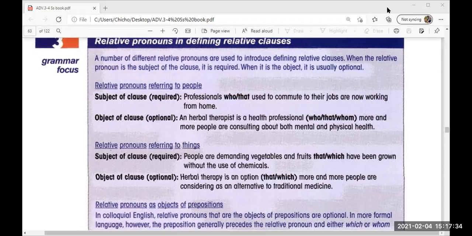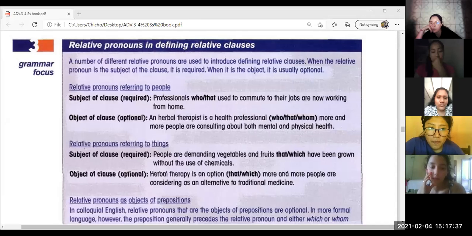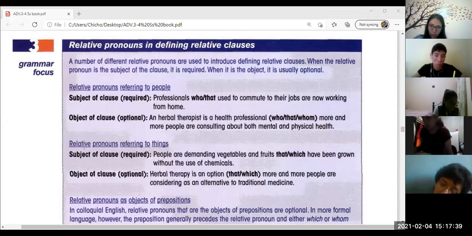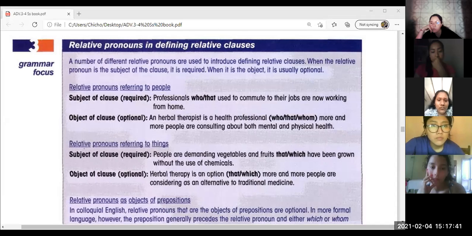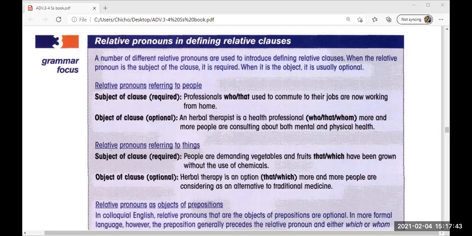Okay, let's read this sentence, please. Daniela, can you read the sentence? An herbal therapist is a health professional who or that more and more people are consulting about both mental and physical health. Okay, thank you.